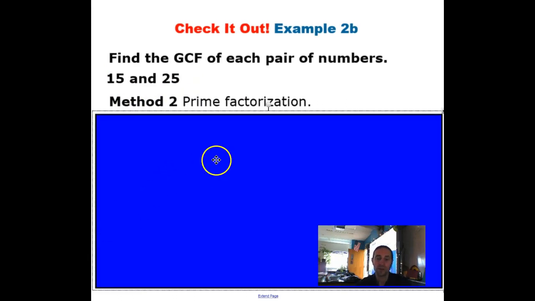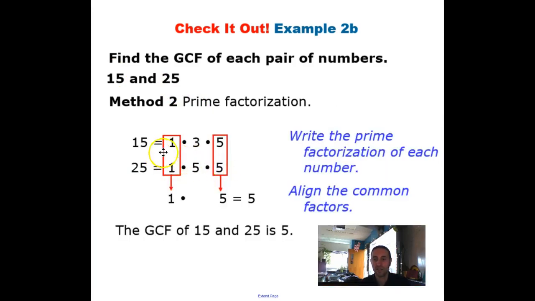Try this problem, but with prime factorization. What prime numbers go into 15? What prime numbers go into 25? Survey says, well, 15 is 1 times 3 times 5. 25 is 1 times 5 times 5. What do they have in common? They both have a 1. They both have a 5. Multiply those together. The greatest common factor of 15 and 25 is 5.